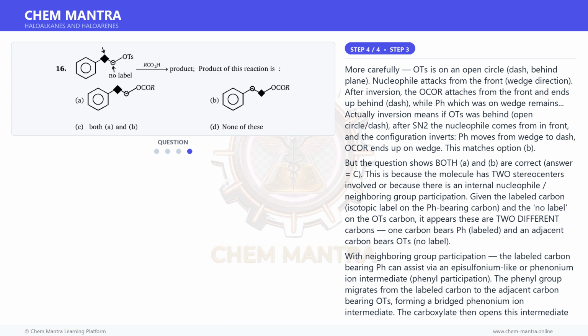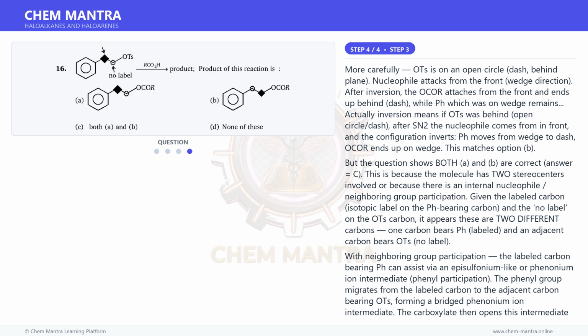Answer is equal to C. This is because the molecule has two stereocenters involved or because there is an internal nucleophile, neighboring group participation. Given the labeled carbon, isotopic label on the Ph-bearing carbon, and no label on the OTs carbon, it appears these are two different carbons. One carbon bears Ph, labeled, and an adjacent carbon bears OTs, no label.